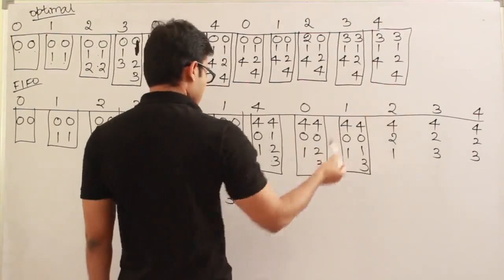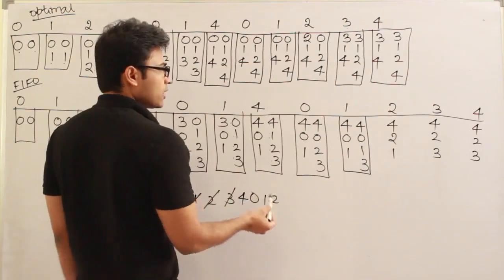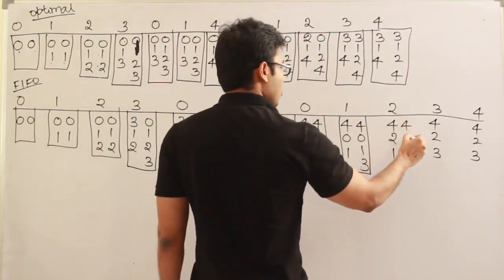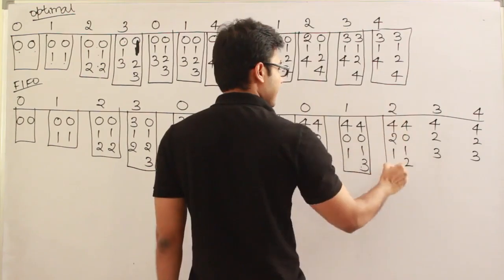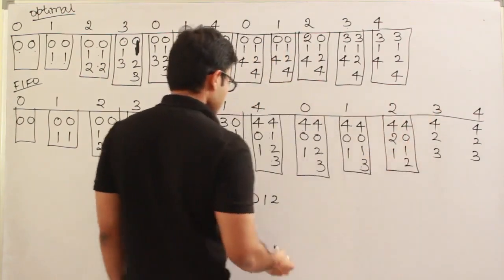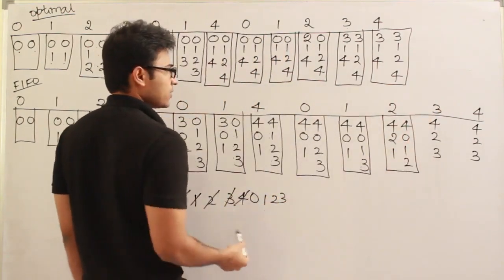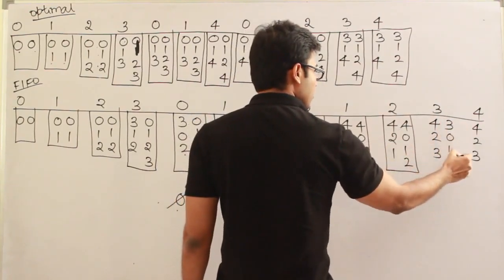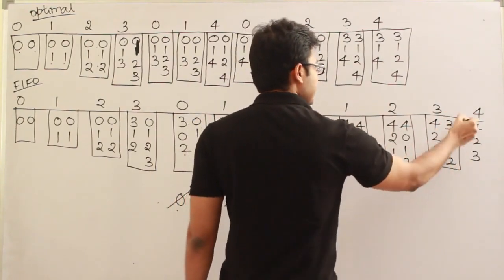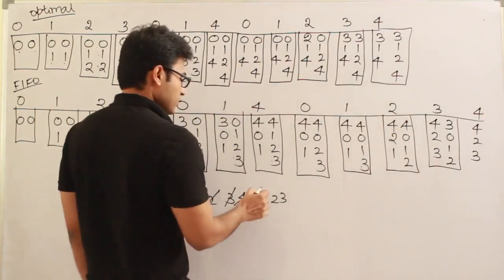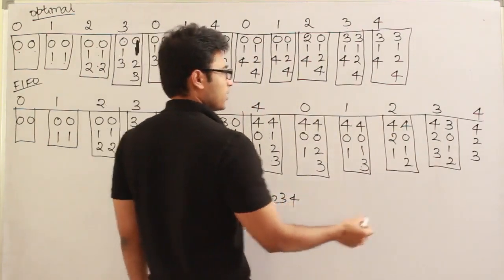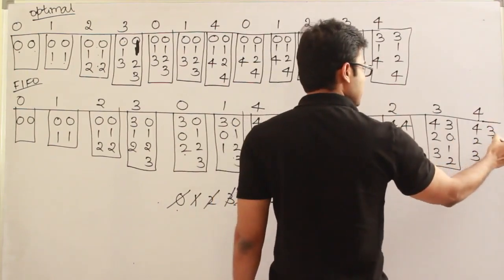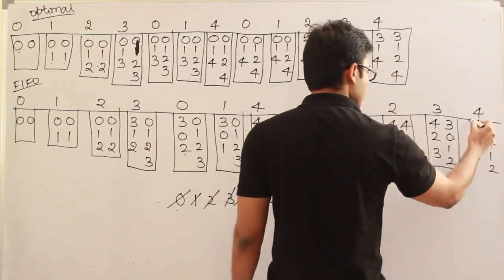And when 2 is referred, then 3 will be replaced with 2, which means in this place of 3, 2 will come. So 4 0 1 2, right? And when 3 is referred, 4 will be replaced with 3, which means I get 3 0 1 2. And when 4 is referred again, 0 will be replaced with 4, right? Which means when this 4 is referred, 0 will be replaced with 4. 3 4 1 2. Got it?